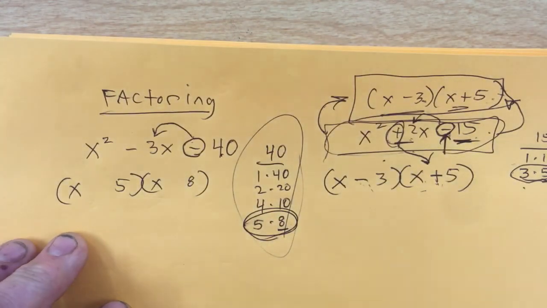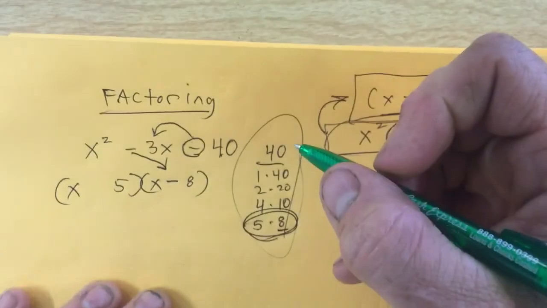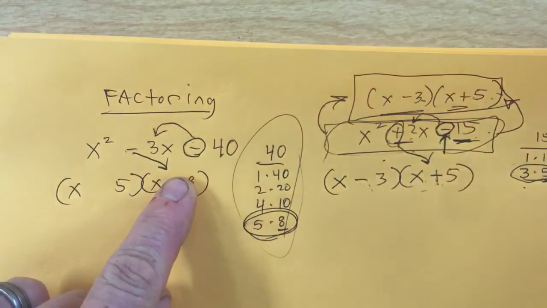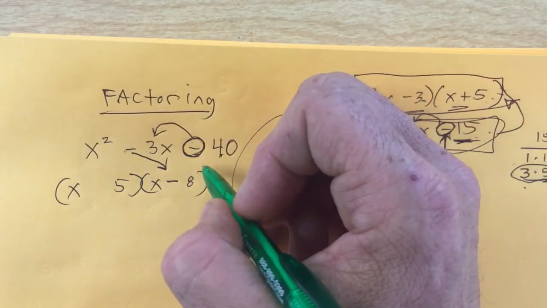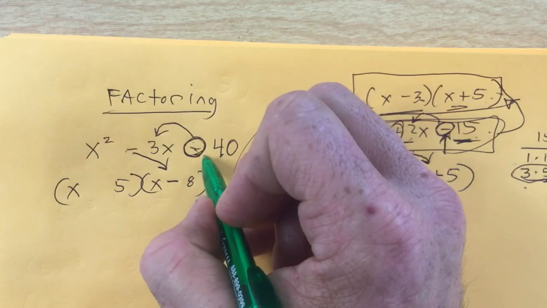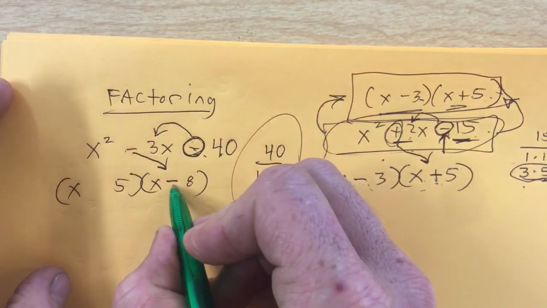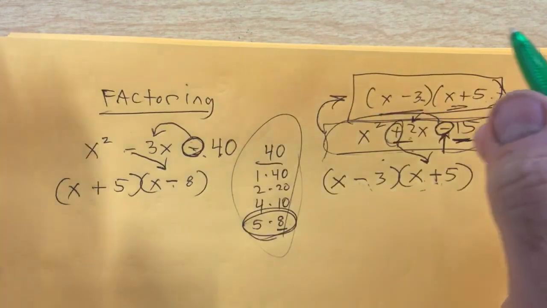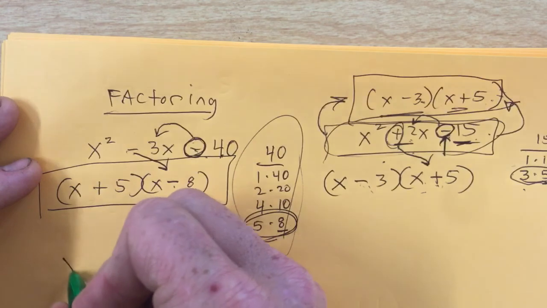Okay? Now, automatic, this goes to the big one. This middle sign always goes to the big one. Now, this last sign being a minus tells me that my two signs are opposites. So since this is a minus, this has to be a plus, it has to be the opposite. And there's my factors. Okay, we'll do another one.